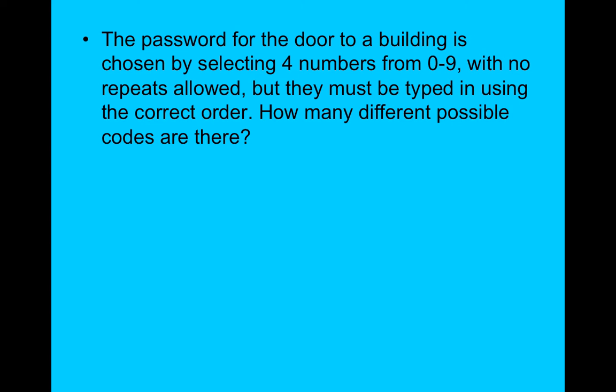So look at passwords. The password for the door to a building is chosen by selecting 4 numbers from 0 to 9, or 4 digits from 0 to 9, and no repeats are allowed. And it's always important that we consider if repeats are allowed or not, because that will change things a lot as well. But when they're typed in, they must be in the correct order. So for example, 1, 2, 3, 4 would be considered different to 4, 3, 2, 1. How many different possible codes are there?